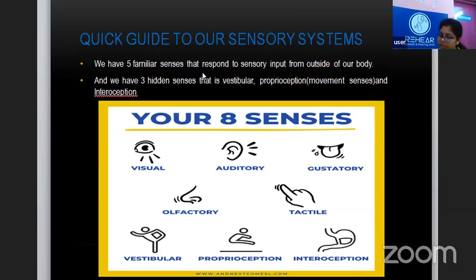Proprioception basically means our body position. Body position means this system gives us information about our body parts, where our body is. Like if you are stepping up a ladder, you don't need to watch down at your feet.